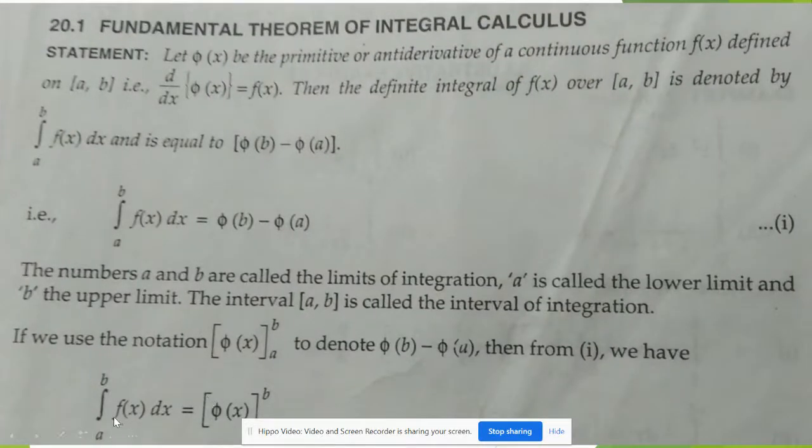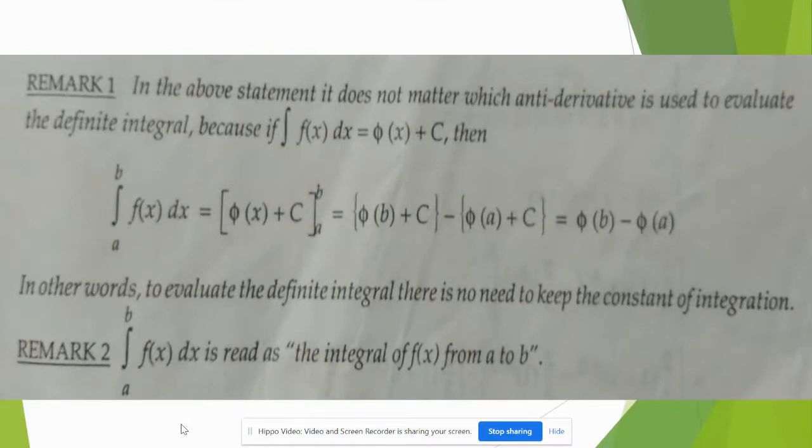So we can tell this as integral a to b f of x dx, which is phi of x, that is the antiderivative of the continuous function f of x between the limits a to b. Then in the above statement, it doesn't matter which antiderivative is used to evaluate the definite integral.